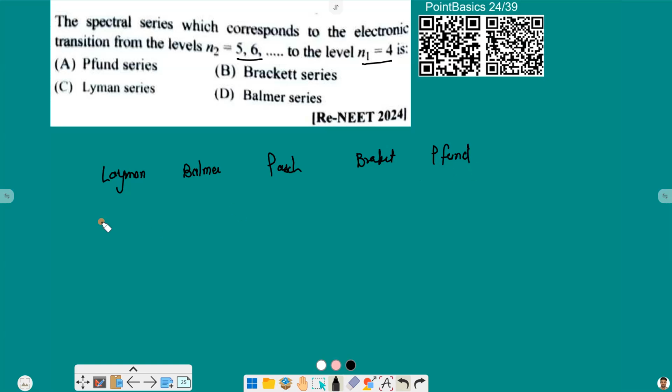Now Lyman belongs to when n is equal to 1, Balmer 2, Paschen 3, Brackett 4, and Pfund 5. And these are the final levels that the electron comes back to. So if the electron is coming back to the 4th level, then it will be a Brackett series. So option B will be the right answer.